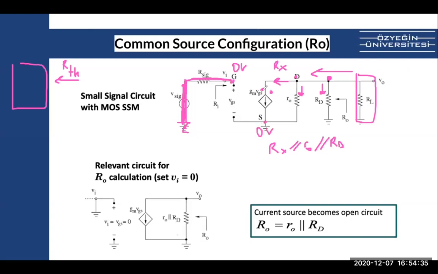If VGS is 0 volts, this current is 0. If the current is 0, that means it's open circuit. There is no current going there. Well, that means Rx is now infinite because the current going here is 0. So that makes Rx infinite. So if Rx is infinite, it has no effect in the circuit. So the output impedance is simply R out parallel RD. Do you have any questions here?